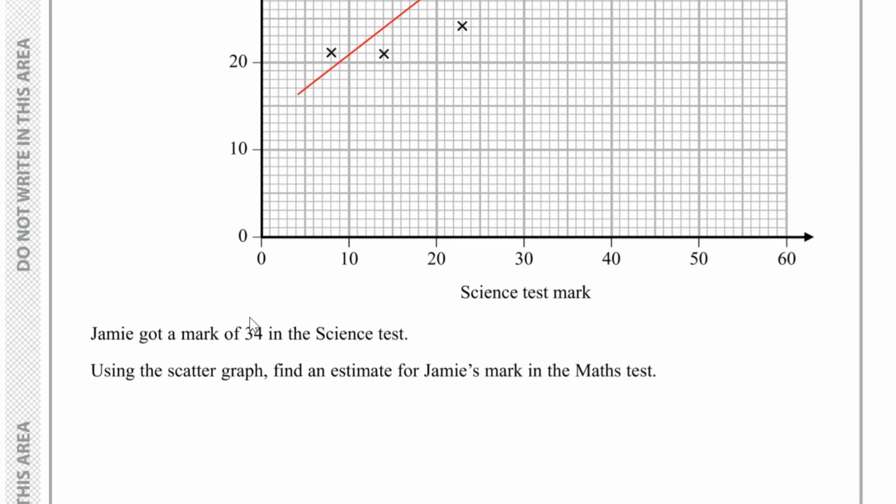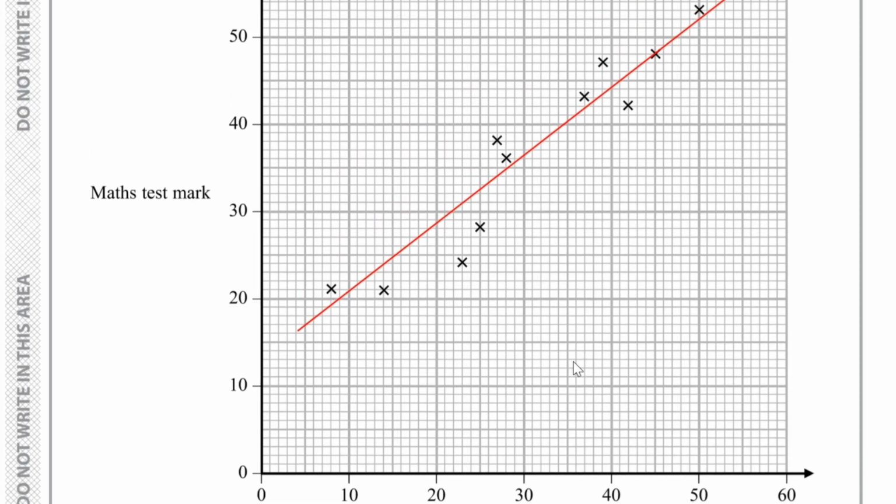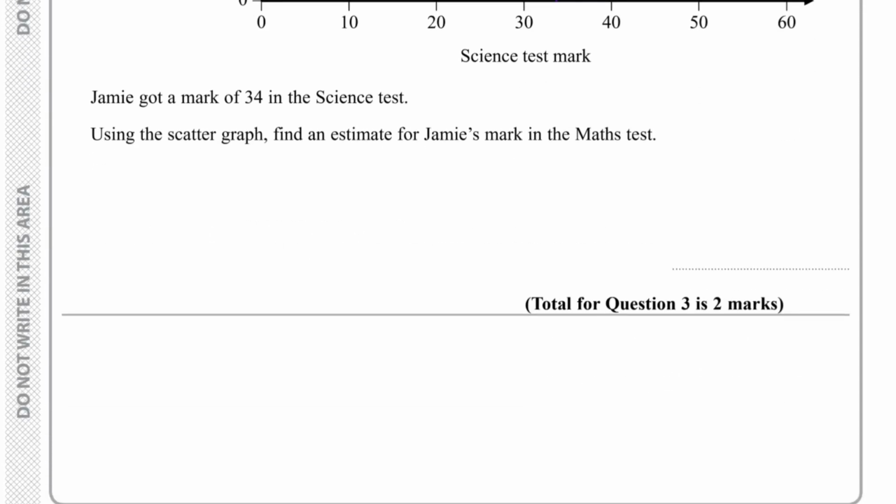And then we take a look at this 34 in the science test. So 34, that's here, so we draw a line up like so. And then from here we draw a line across. So if we do that, it looks like we get 39. So we have 39 for the test score in maths.